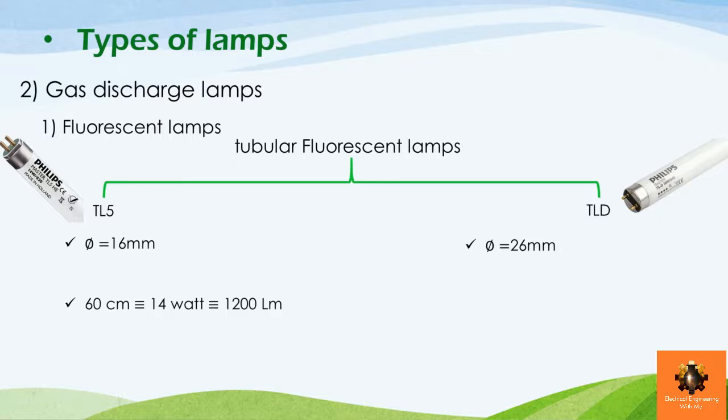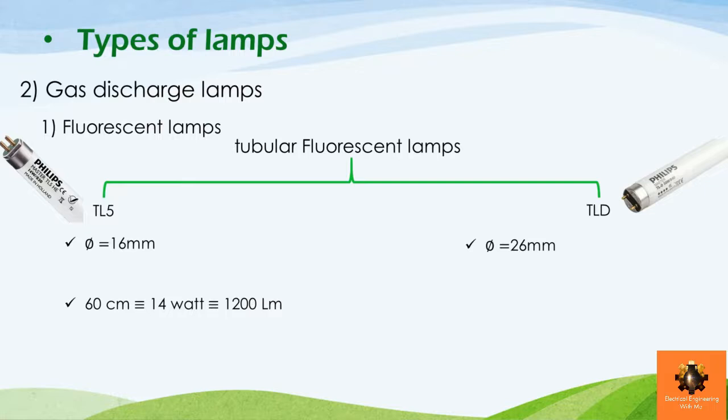The first one is the 60 cm, and for the TL5 lamp, this size corresponds to a wattage of 14 watts, and it produces 1200 lumens. So the 60 cm has an input power of 14 watts, and its output is 1200 lumens. So that's for the TL5.